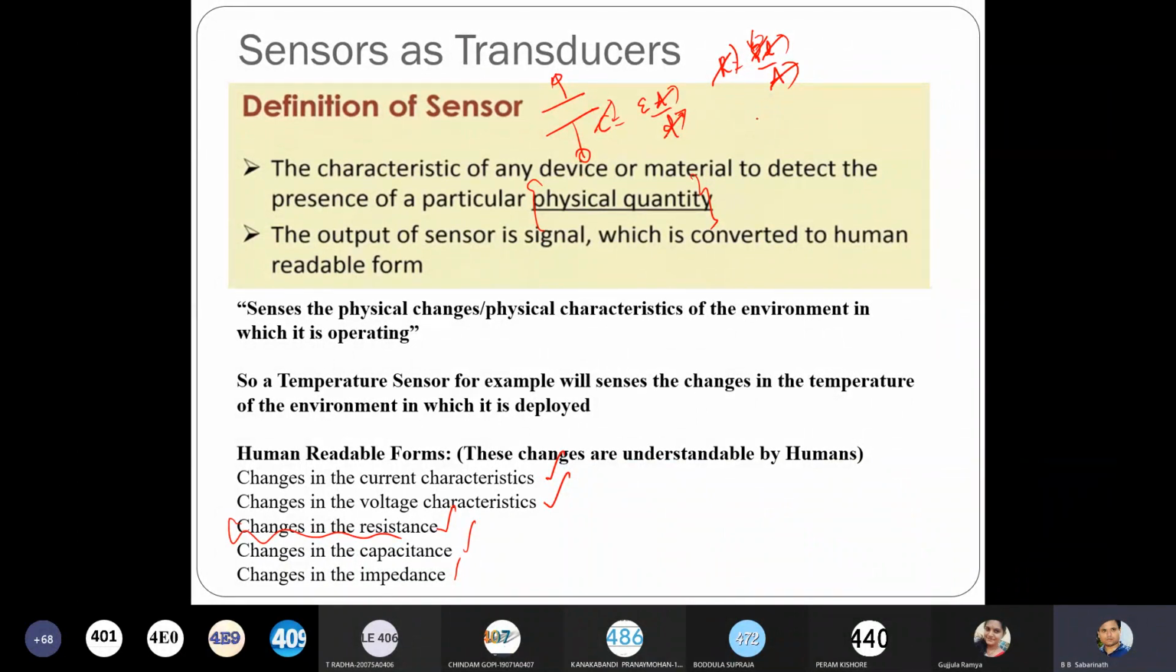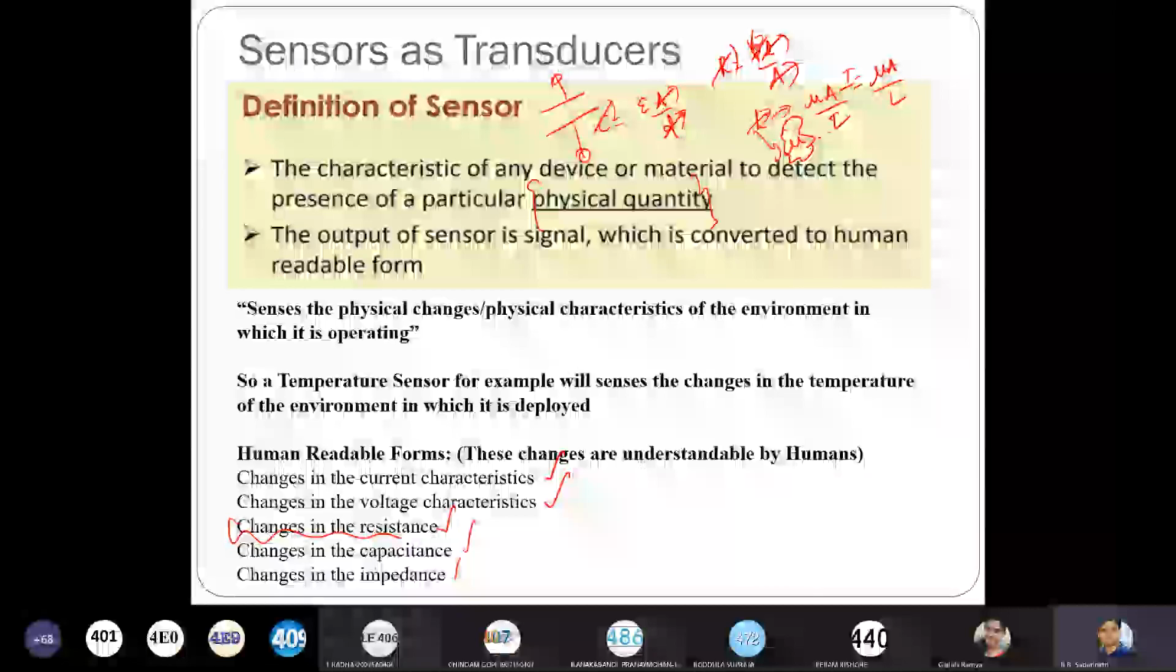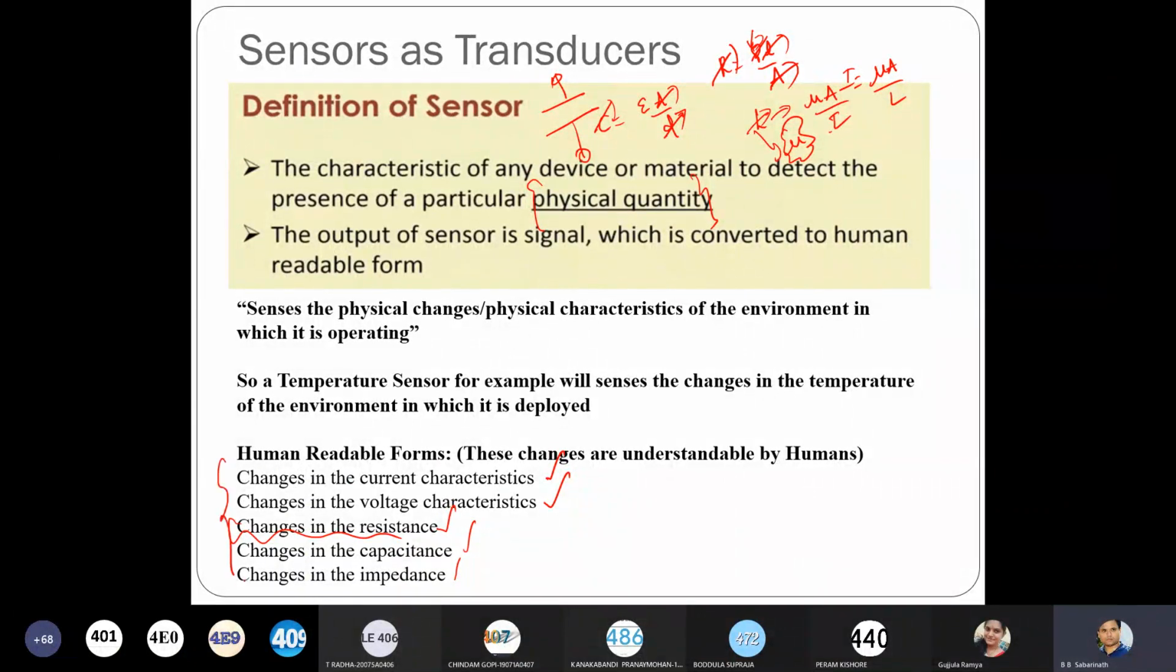Or there may be some sensor based on inductance. Some expressions are there based on inductance, like mu A by L. Inductance definitely depends upon the permeability and all these parameters. Because of these parameters varying, inductance is varying. So this is what the sensor principles are.